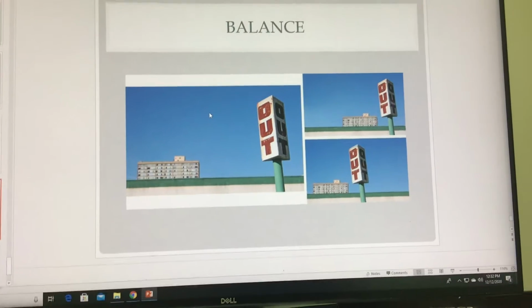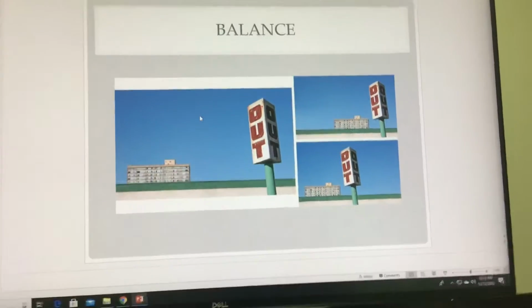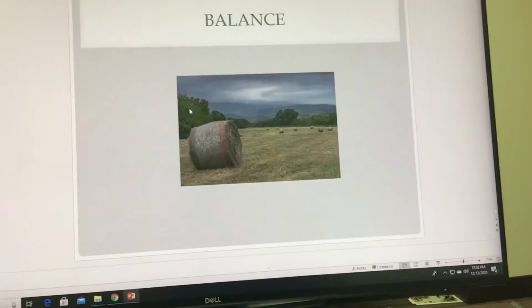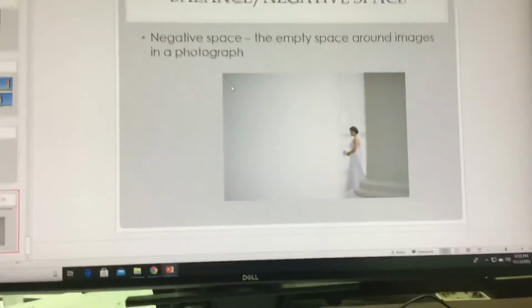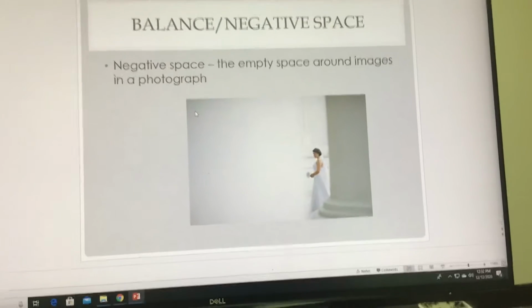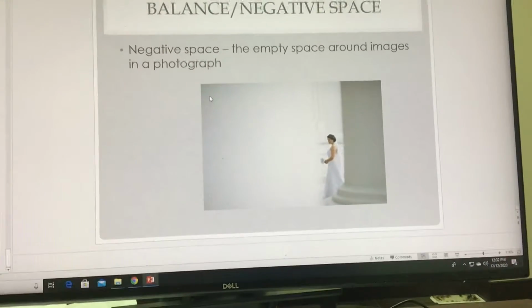In this one, the first picture is the one that's appropriately balanced because all parts of the photograph, both the left and right, have equal visual weight. You don't have a whole lot of empty space like you would in this picture. It has a lot of empty space. And so negative space is that empty space around images in a photograph.